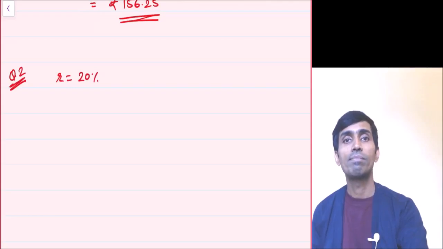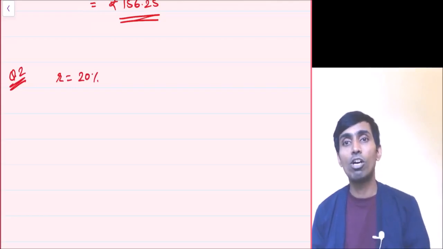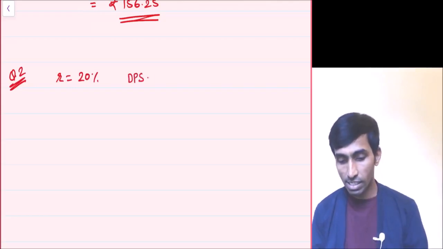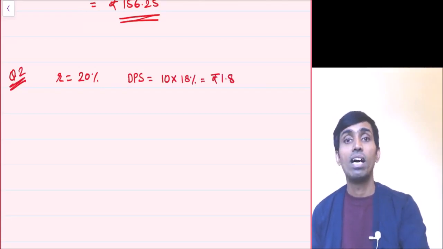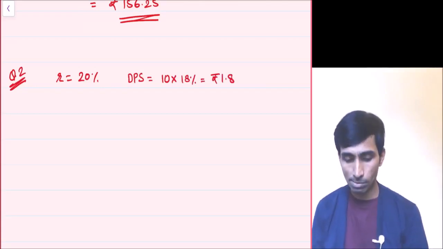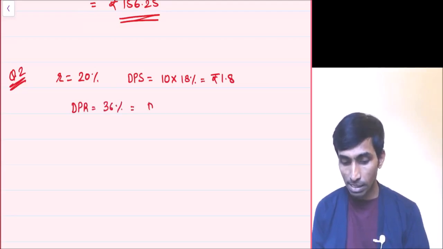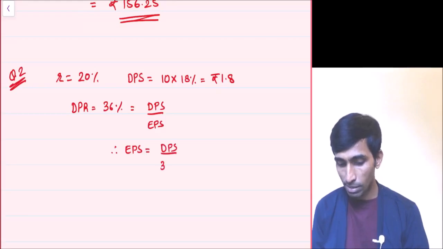Going ahead, listen, they are saying that it declared a dividend of 18% on its equity share, having a face value of 10. So dividend per share: on 10 I will pay how much? 18%, which comes to rupees 1.8. The dividend payout ratio is 36%, that is DPS upon EPS. Therefore EPS is equal to DPS upon 36%, so 1.8 divided by 36% comes to how much? What is my EPS? Check.